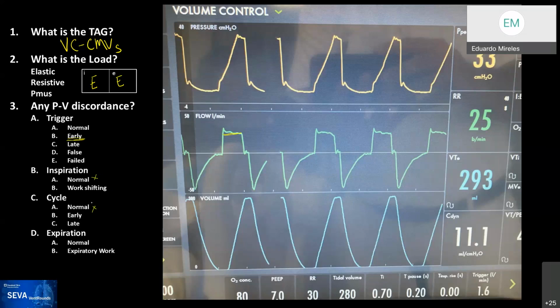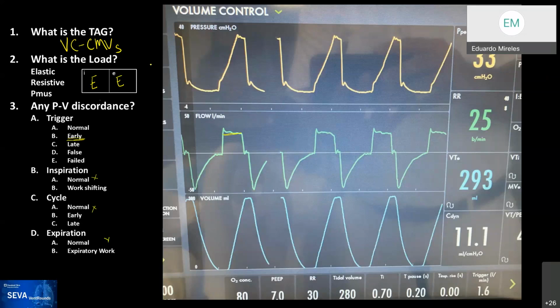I mean, there's a pause that somebody put in. You can see it down here. The pause is set at 0.2 seconds, and in the expiration there's no activity, no patient effort at all. All right, so let's just go in order here and start with your taxonomy.